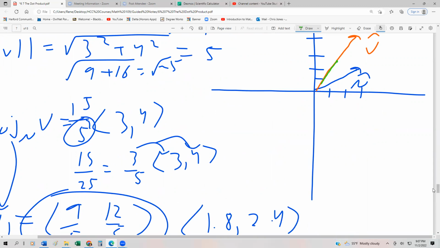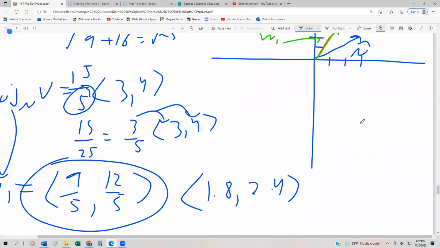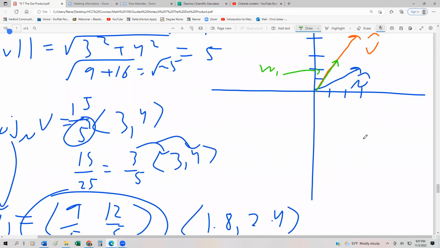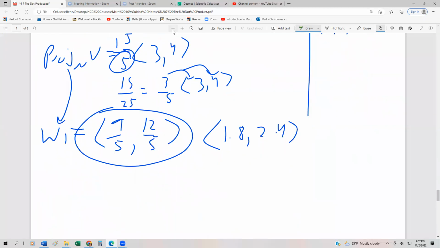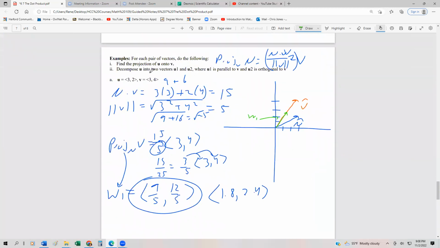And so this should be W1, which is the projection. The projection of U onto V should lie somewhere on V, and it should have the same magnitude as U does. If you don't trust that, you can find the magnitude of both U and the projection. Right?